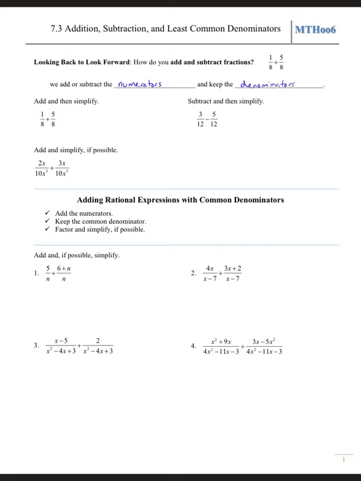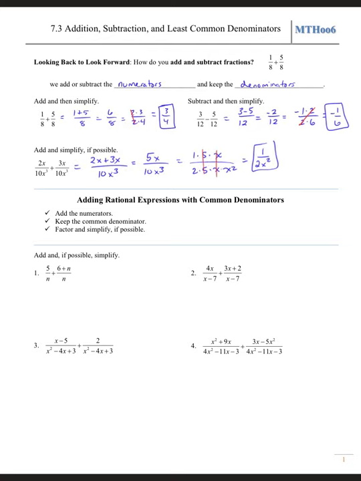So what I would like you to do is go ahead and add the first three problems right here, or subtract. So add, subtract, add. And then when you're finished, unpause the video and check yours with mine. Okay, so for the first one, you can see we get 3/4. For the second one, we get -1/6. And lastly, we get 1/2x squared.